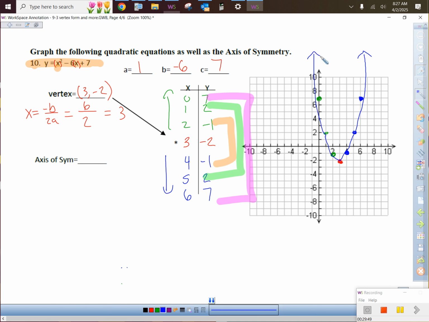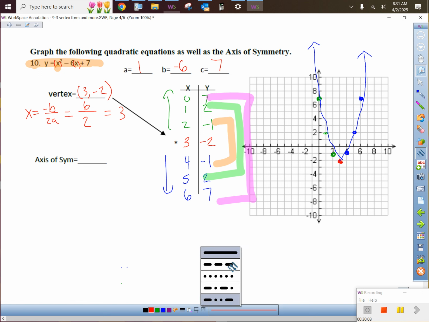I missed there a little bit, so I'm going to try again. Cool? So on homework, it's going to have you identify all that stuff, fill out the table, graph the parabola, and also graph the axis of symmetry. Let's use that straight edge and just kind of trust me on this. We're going to make a dashed line.